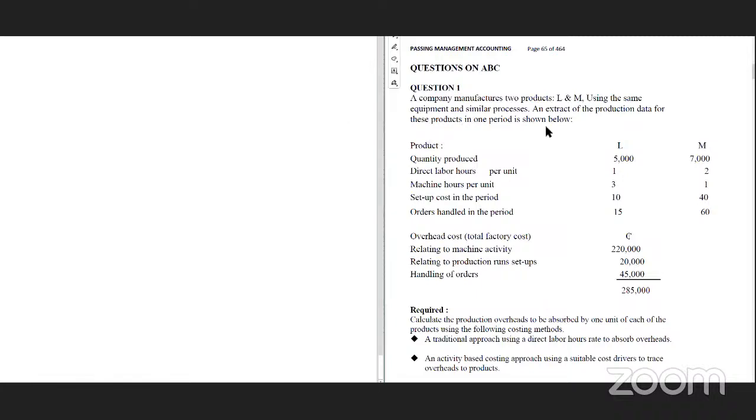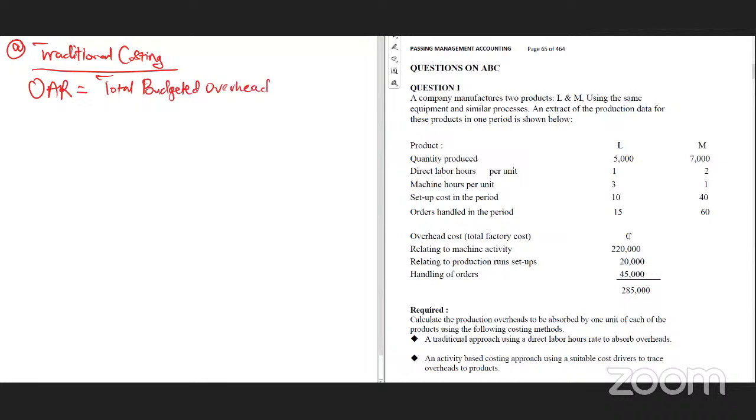Now, let's look at it. We are using traditional costing, right? So let's say A, we'll use traditional costing also. So using traditional costing, we first calculate OAR, right? You know our steps, OAR. And we say OAR is what? Always remember this: total budgeted overheads over our total budgeted absorption basis, not so. Okay.